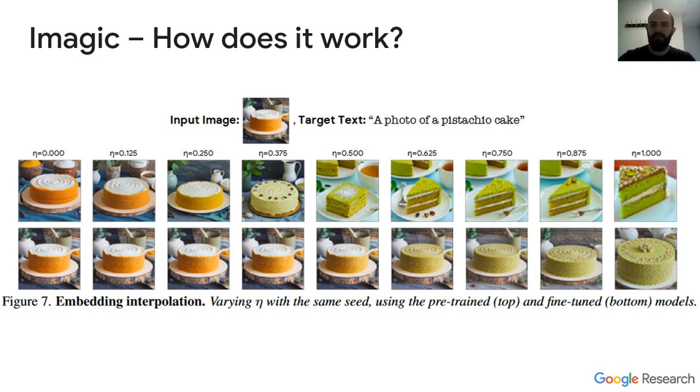So the fine-tuning of the model is necessary because here we can see in the top row, as we go more towards the input text, we lose the characteristics of the original image of the cake. Whereas in the bottom row, using the fine-tuned model, we preserve the overall structure of the image all the way until the end, and we can obtain the same cake only in a pistachio flavor.